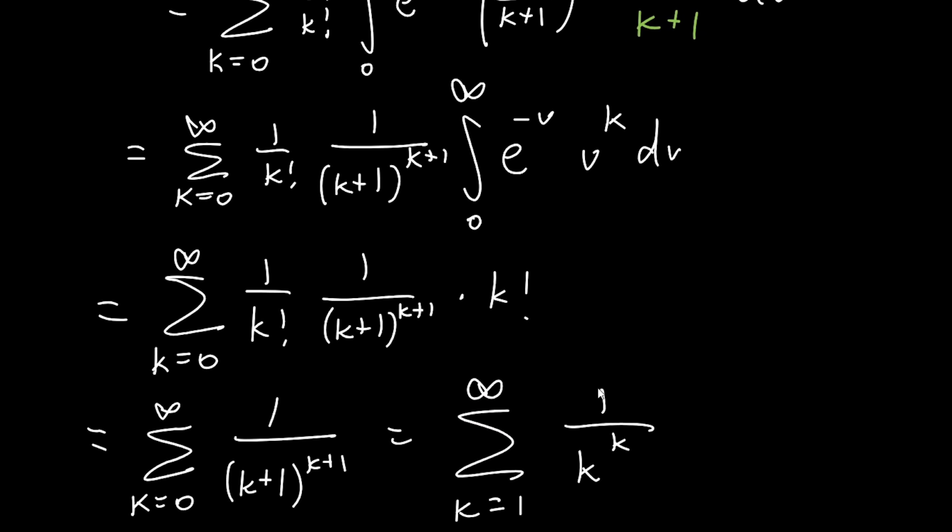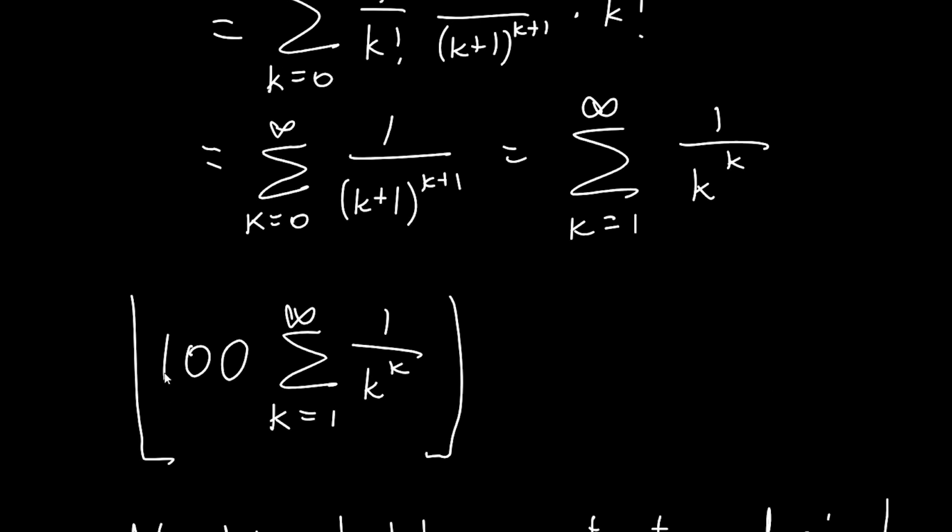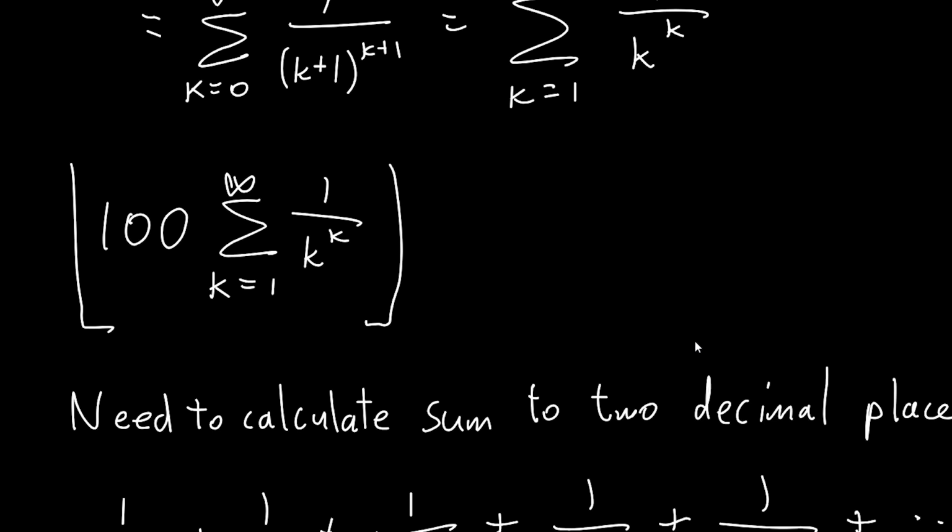So now with this lovely sum here, sum from k equals 0 to infinity of 1 over k plus 1 to the k plus 1, which is the sum from k equals 1 to infinity of 1 over k to the k. Now, how are we going to do this? Good thing is we don't have to do this, because we were asked to times this by 100 and then take the floor of the result, right? So really we just have to approximate it to 2 decimal places, and we've got our answer.